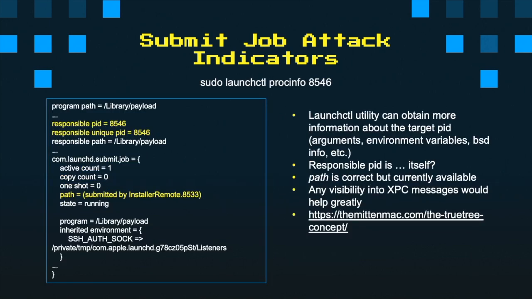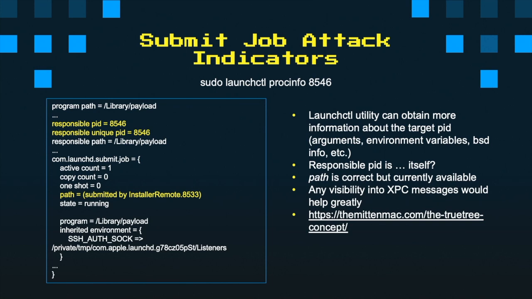Also, you can use tools like launchctl to pull additional information about a process. What kind of led me to there was looking at Jaron Bradley's research with TrueTree. He did a lot of his research basically looking at the procinfo command and all the information that it outputs. One weird thing is that the responsible PID in this case was listed as itself, so that kind of confused me and threw me for a loop.